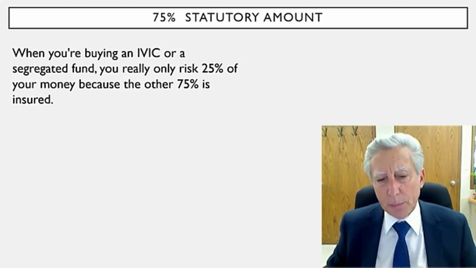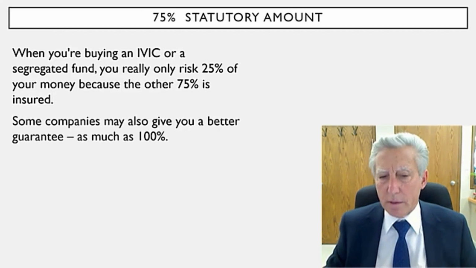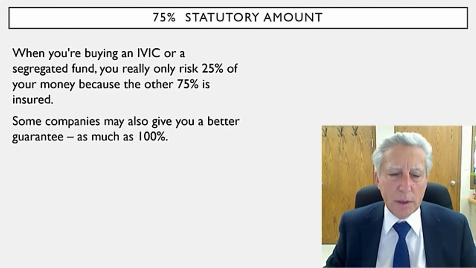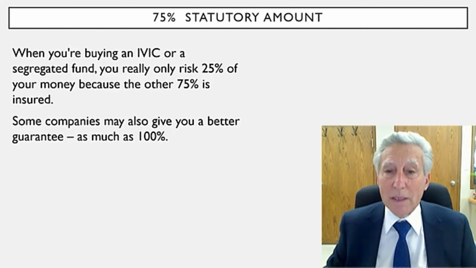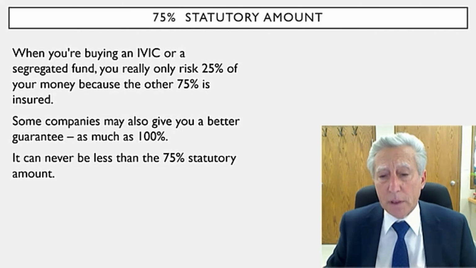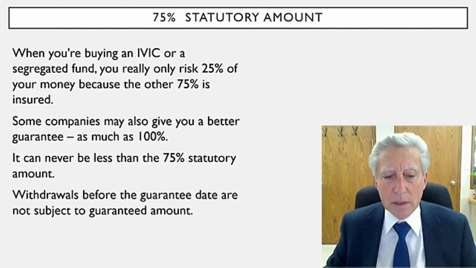Okay. Now, some companies may also give you a better guarantee. So some companies will go all the way up to 100%. Sorry, I said age of 100, but I meant up to 100%. But they can never be less than 75. So 75% is the statutory amount. But some companies can of course go up to 100% if they so choose.